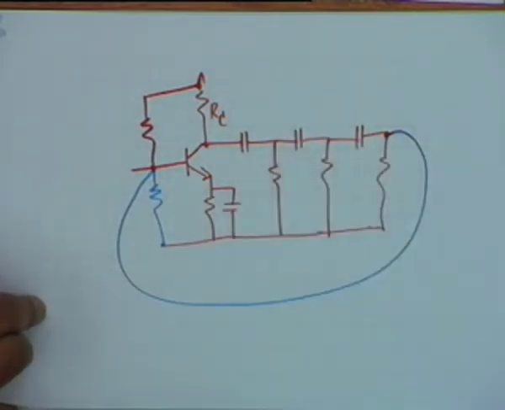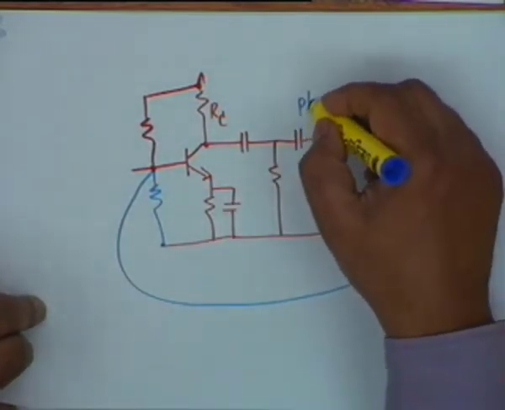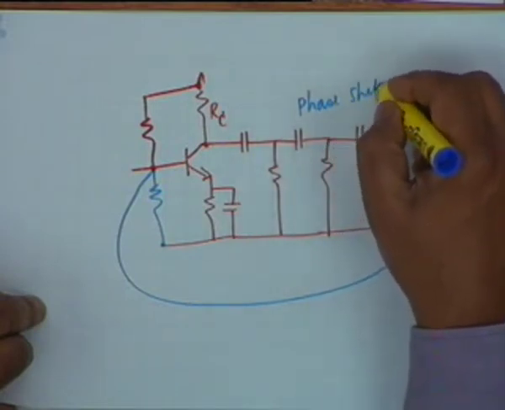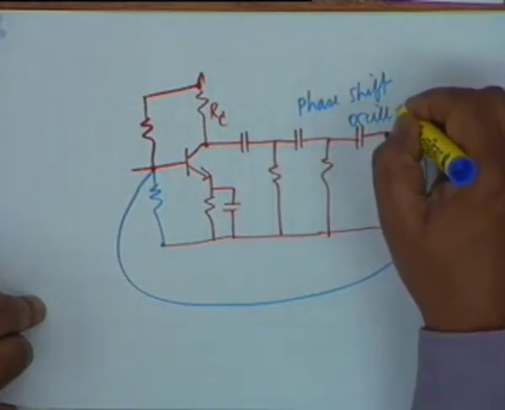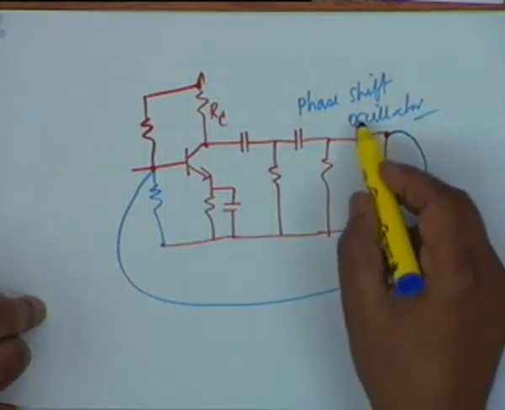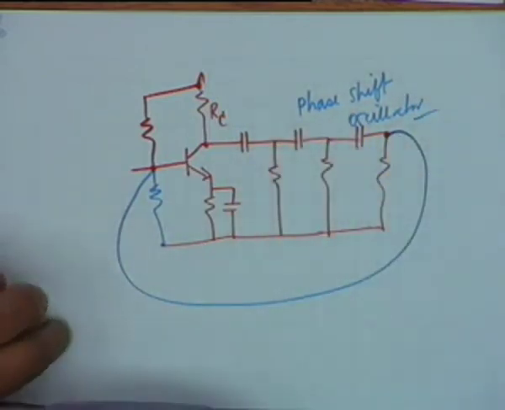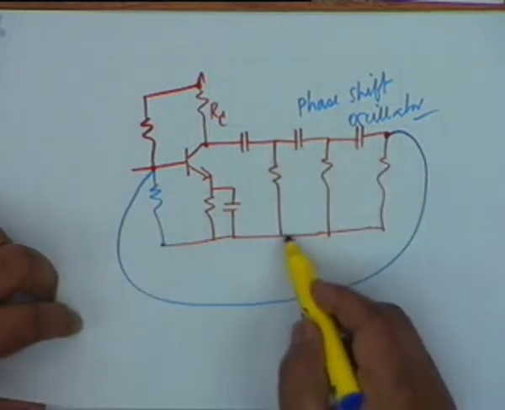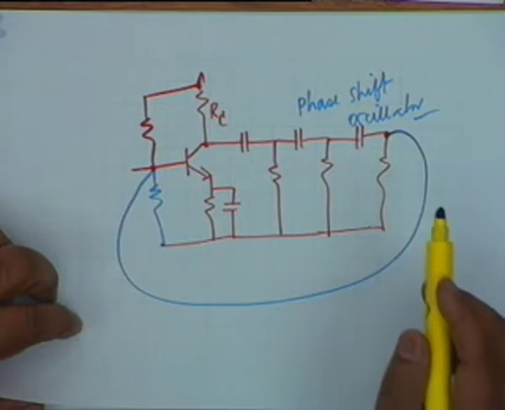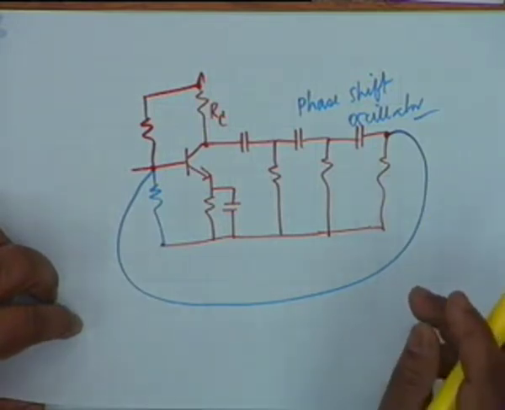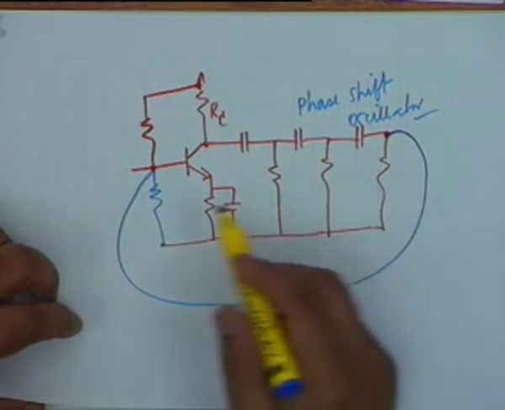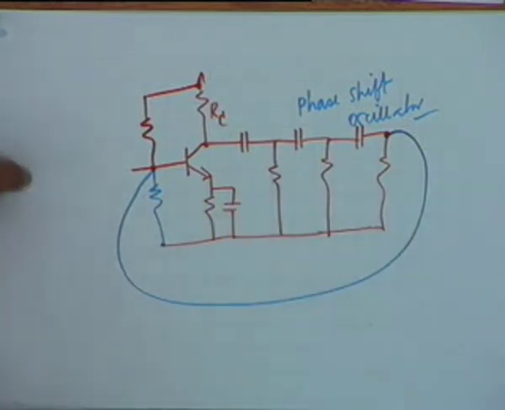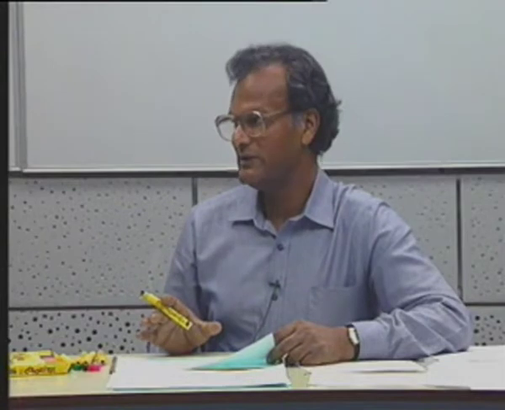This is the actual circuit of a BJT, so called phase shift oscillator. Why is it called a phase shift oscillator? Because the H circuit shifts the phase by 180 degrees. This 3-stage CR shifts the phase by 180 degrees. Now, if you wish to analyze this circuit, the analysis strategy is the following.